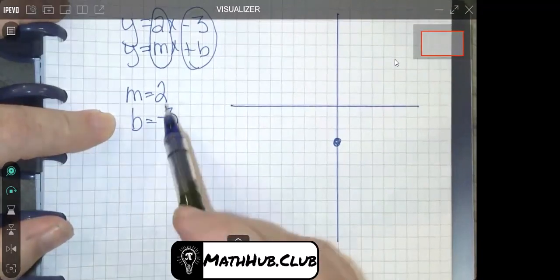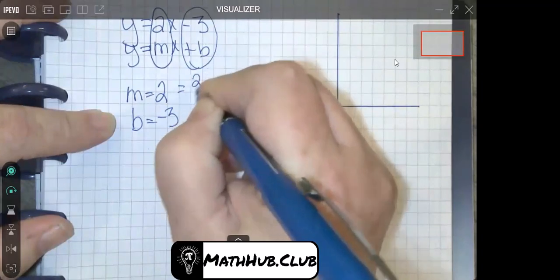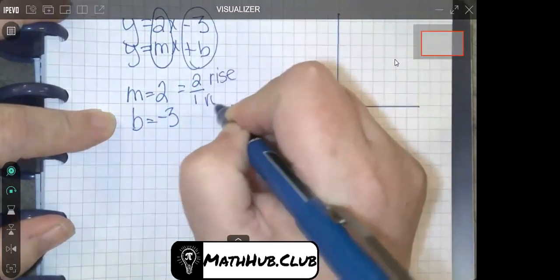Next, what we do is we do our slope. Now remember, slope is rise over run. So we need to write this as a fraction, 2 over 1. Remember, this is rise over run.